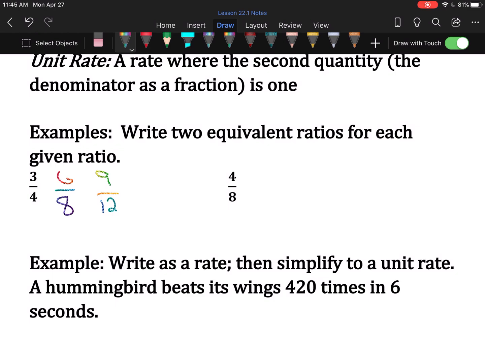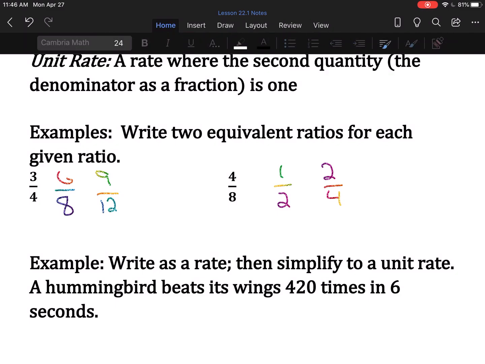I would ask for my own sanity that you keep the numbers simple. Equivalent ratios for 4/8. Does 4/8 simplify? Yes. That is 1/2. Now, using the simplified version, start giving me multiples. So if I multiply both of those by 2, I get 2/4. Could also do 3/6, 5/10, 6/12, and so on and so on. So equivalent ratios we've done before. There's nothing new there, guys.